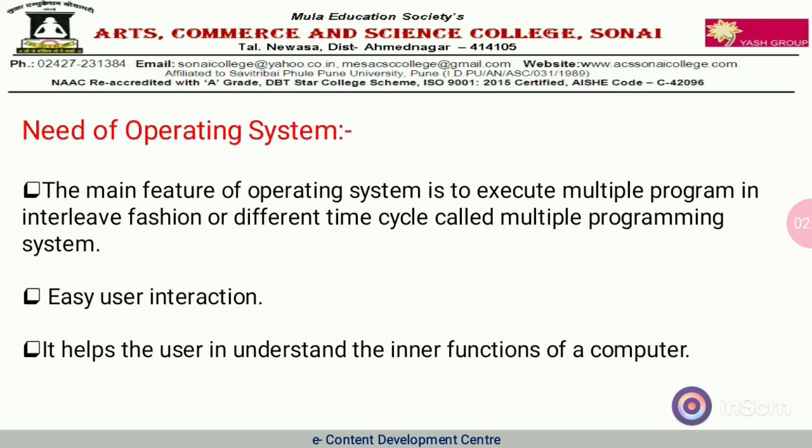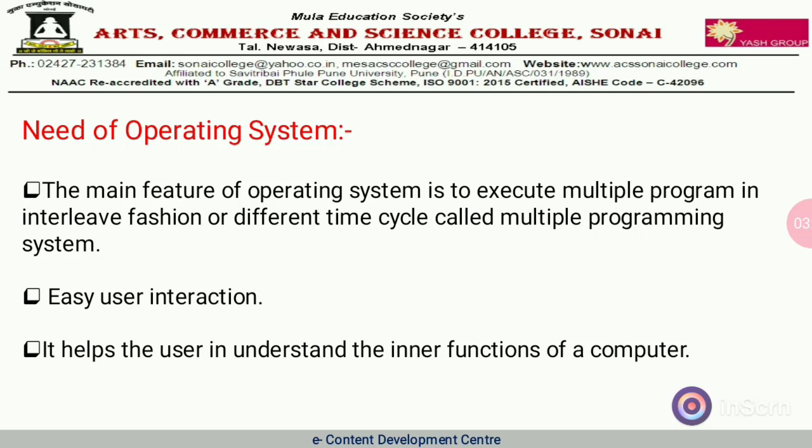Now next point is need of operating system. After understanding the operating system, what is the need of operating system? The main feature of operating system is to execute multiple programs in interleaved fashion or different time cycle, called multiprogramming system, means multi-programming. Because of operating system, we use features like multi-programming, multiprocessing, etc. That's why operating system is needed to use the features multi-programming, multiprocessing, multitasking.